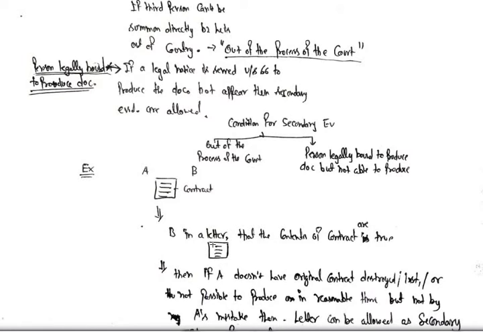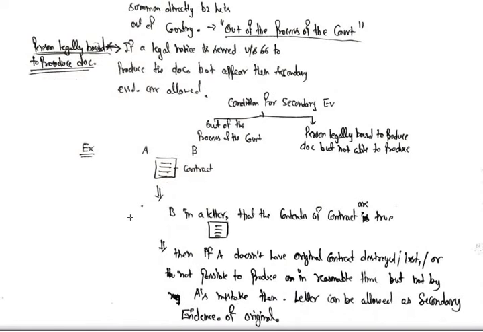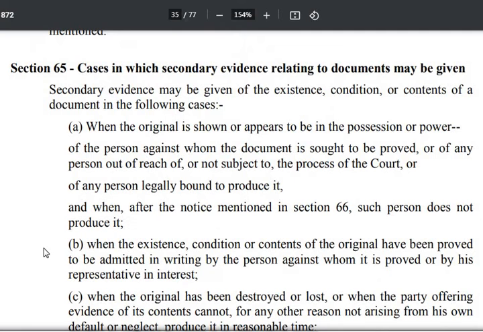This will be allowed only if the original document is in the possession of B and he is not producing it, or the original document is in the possession of some C who is out of the process of the court, out of the domain of the process of the court. Process matlab someone etc. Or if it is in the possession of some person D who is bound to produce the document in the court, but despite the notice of section 66 he has not produced the document. अगर इन तीनों में से कोई एक केस प्रूव कर दो तब आप सेकेंडरी एविडेंस दे सकते हो. It will be allowed. Read it again.